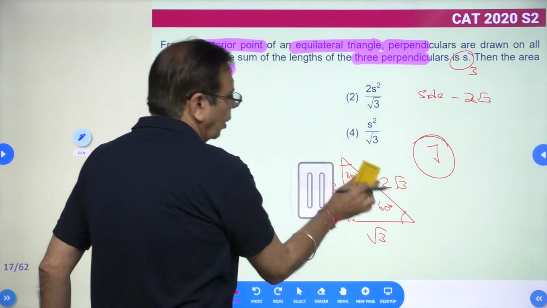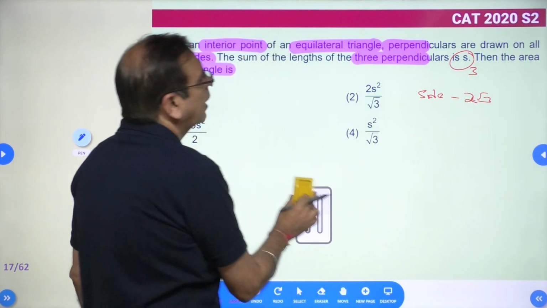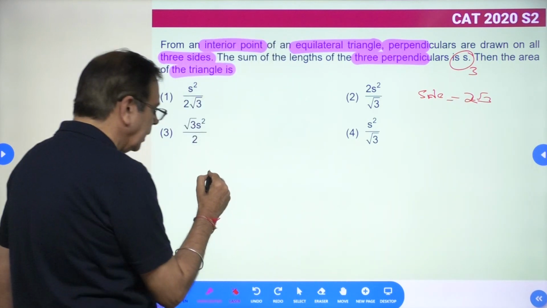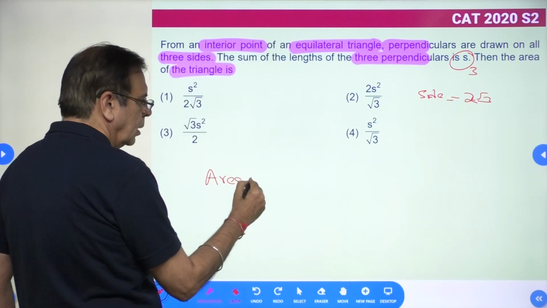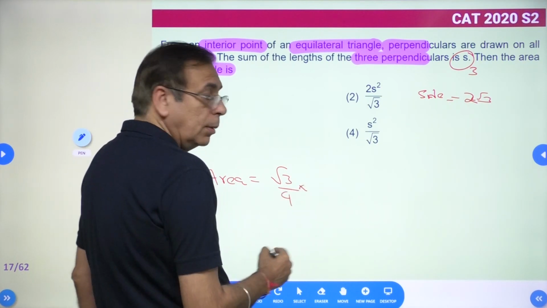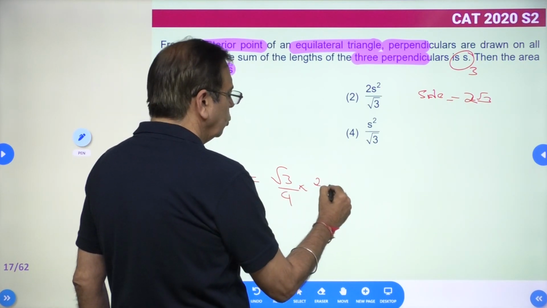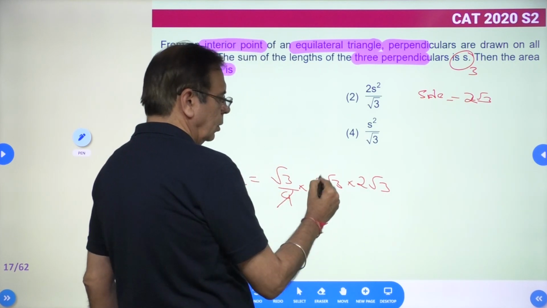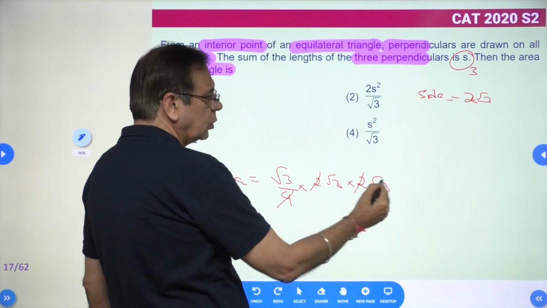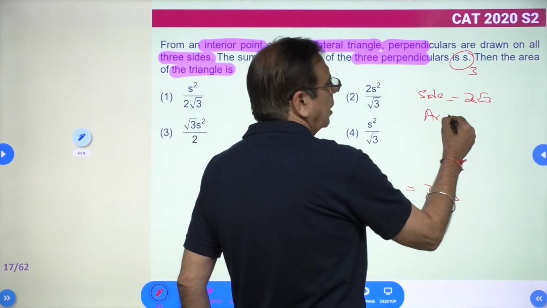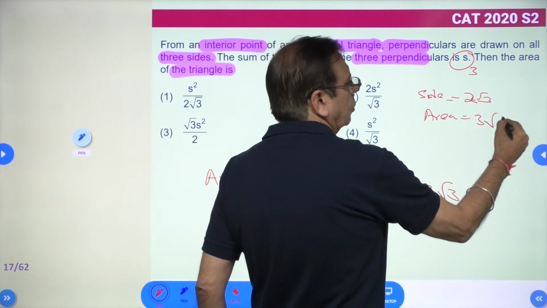Okay, what are we supposed to find? We need to find the area of the triangle. If the side is 2√3, what will be the area of the triangle? √3/4 times side squared, for the equilateral triangle. 2√3 into 2√3 over 4 gives √3 into 3, which is 3√3. So the area should be equal to 3√3.